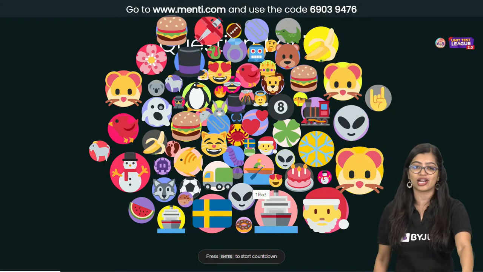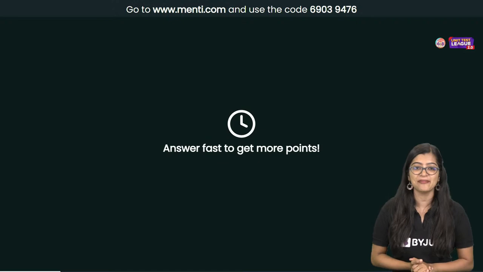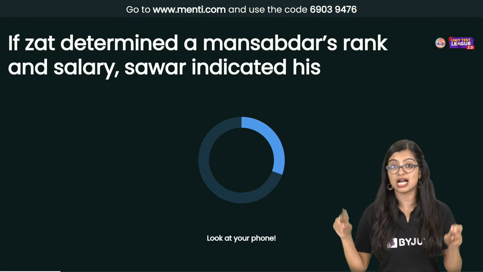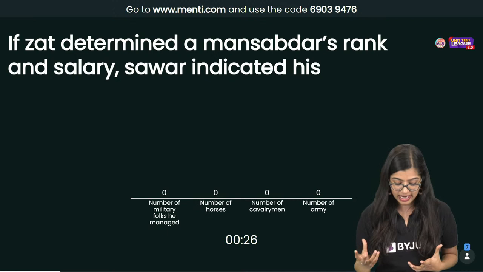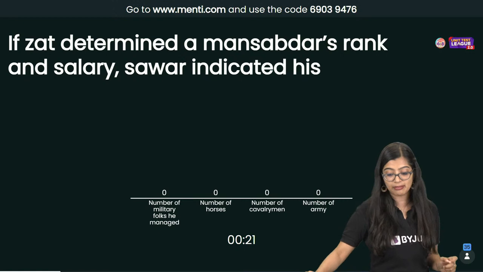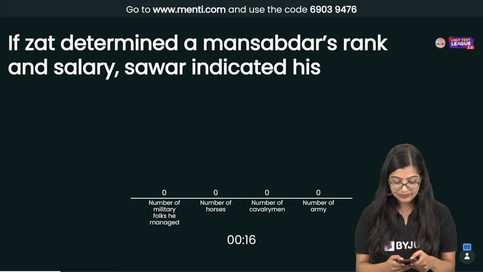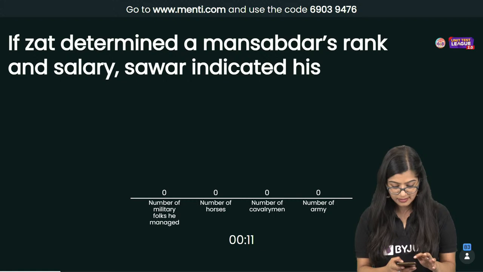Jaldi, jaldi. First question on your screens, okay? Very good. First question. If Zat determined a Mansabdar's rank and salary, Sawar indicates what, right? Number of military folks he managed, number of horses, number of cavalrymen, or number of army. Very quickly, what do you think the term Sawar means, right? This is very simple and easy.